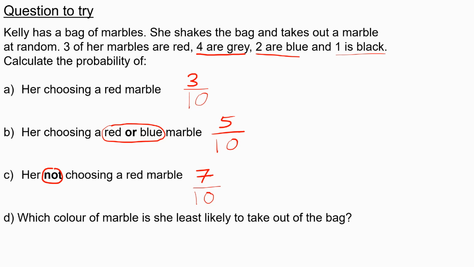Which colour of marble is she least likely to take out of the bag? Well, there's only one black marble, and that is the marble which comes up the least. So the colour of marble that she's least likely to take out is black, with a chance of 1 out of 10.